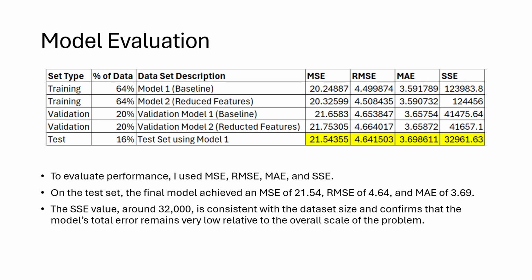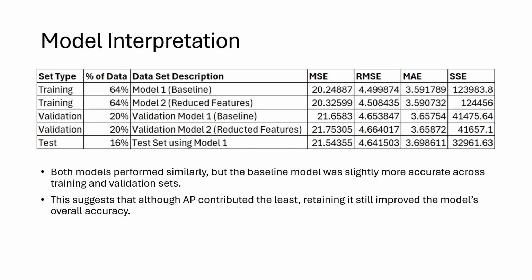To evaluate performance, I used MSE, RMSE, MAE, and SSE. On the test set, the final model achieved an MSE of 21.54, RMSE of 4.64, and MAE of 3.69. The SSE value, around 32,000, is consistent with the dataset size and confirms that the model's total error remains very low relative to the overall scale of the data. Both models performed similarly, but the baseline model was slightly more accurate across training and validation sets. This suggests that although AP contributed the least, retaining it still improved the model's overall accuracy.